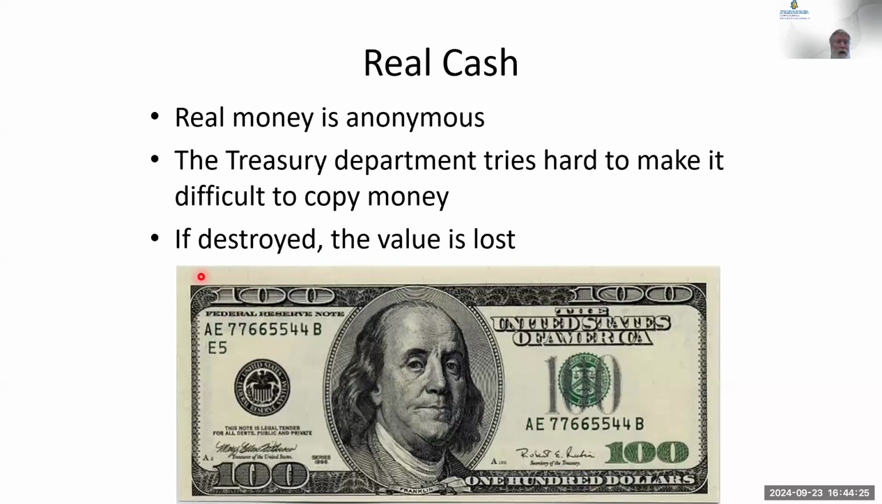Okay, and the downside of real money is that if you lose it, if it gets burned up, it's gone. That's it. You lost it. By the way, if you damage a bill of any size and you still have 60% of it left, the bank will give you the full value for it. So if you burn one side of it, the bank will give you a new bill for it.